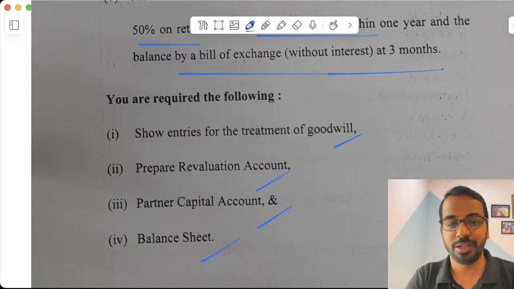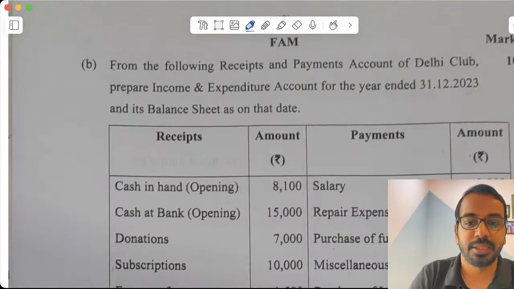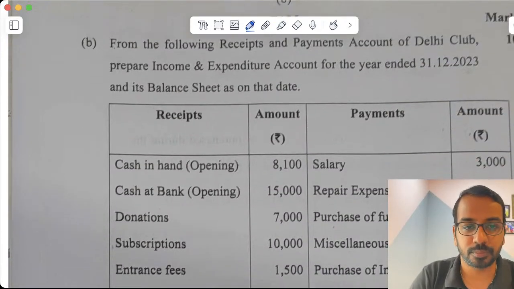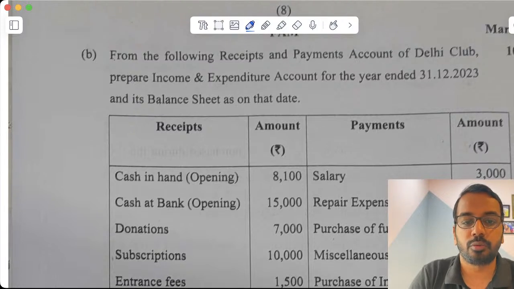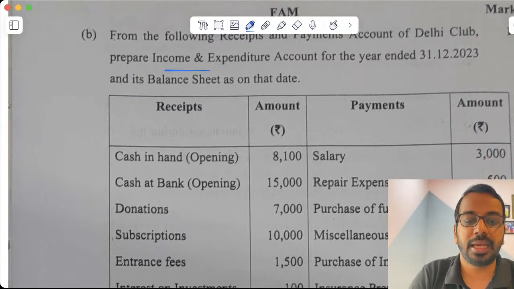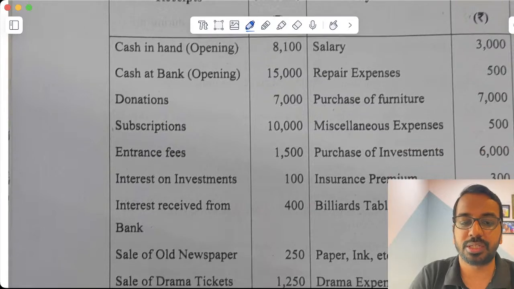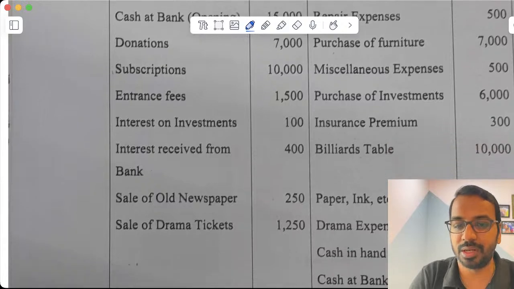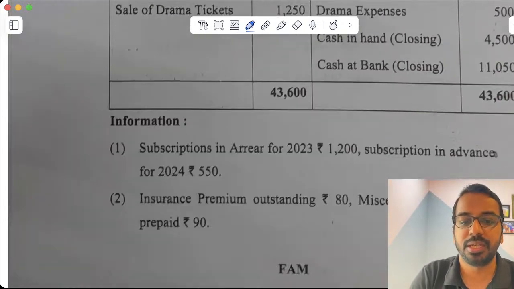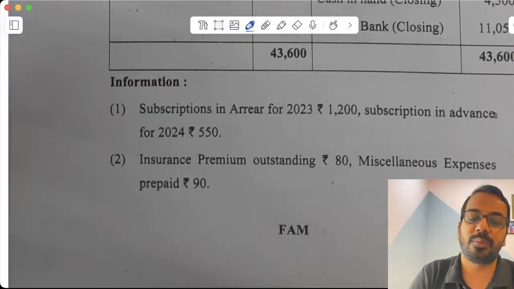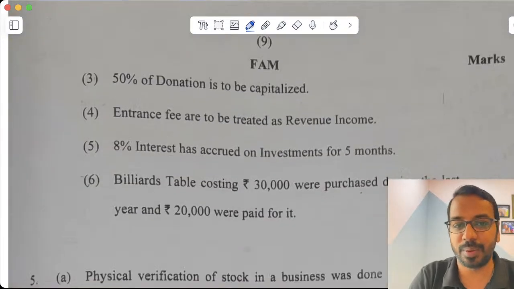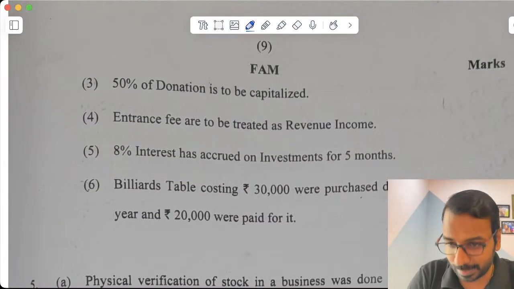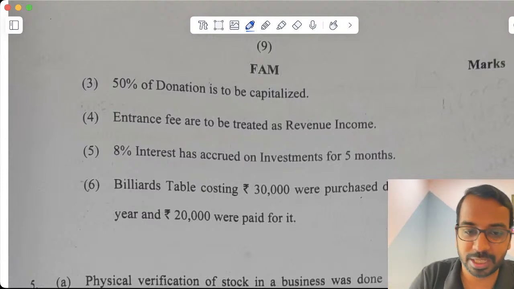Again, straightforward, simple question. Then question on NPO, cash in hand opening, okay, then donation, subscription, all of those things are there. Salary, repair, standard items, billiard tables, paper, ink, all of those things. Subscription in arrears, insurance premium outstanding, miscellaneous expenses prepaid, 50% of donation to be capitalized, so balance you will take it to the income and expenditure.